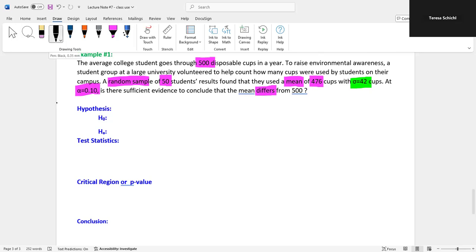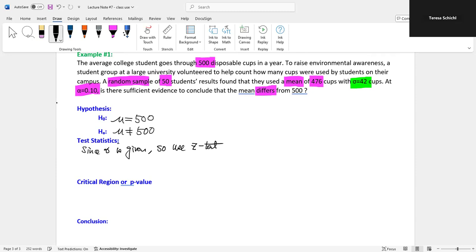So now the hypothesis we want to test is mu is equal to what? 500. So the average is 500 cups. Let's say different. So I say mu is not equal to 500 here. All right. So in order to do the test statistic, since sigma, which I highlighted in green, is given, we use the z-test here.